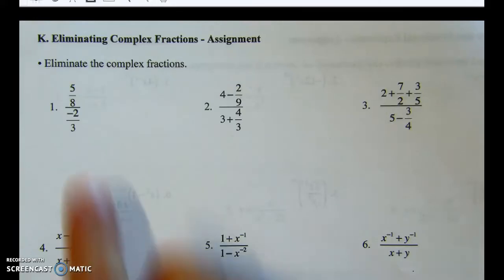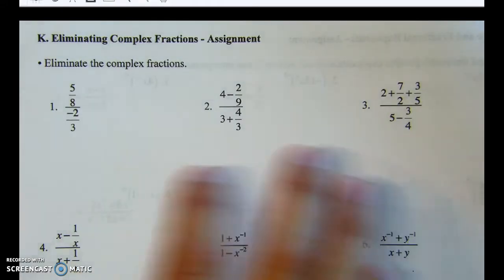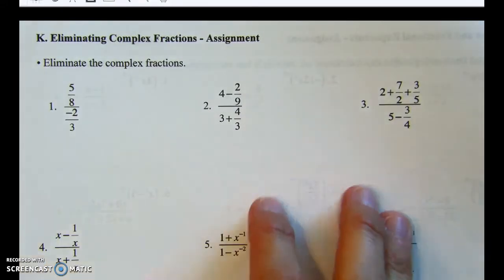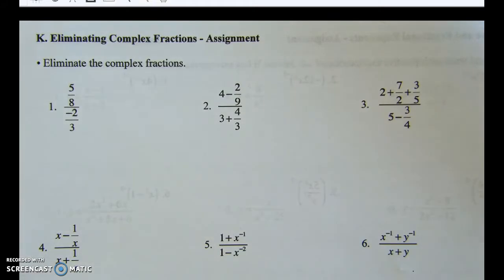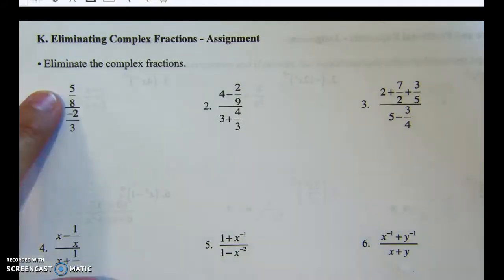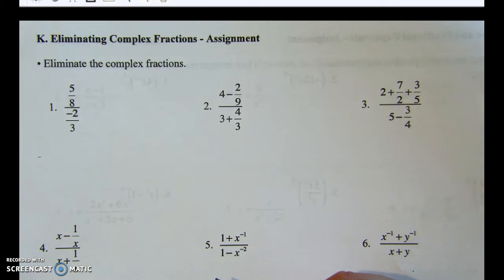So this is lesson K on Are You Ready? Instead of doing a page of notes, I'm just directly on the assignment, okay? Because we're going to get through this one a little faster. Number one, everyone needs to know how to divide fractions.